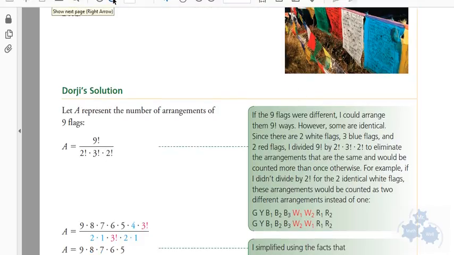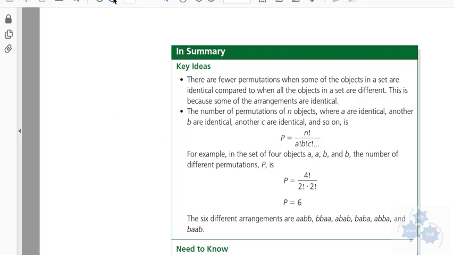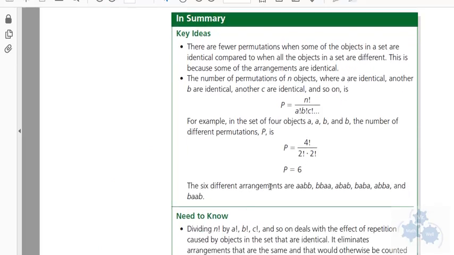And I'll get you to skip ahead to page 266, okay? And we look at the summary already here. Boy, we're going through this lesson pretty quick, eh? But it says here there are fewer permutations when some of the objects in the set are identical compared to when all the objects are different. Now that makes sense. This is because some of the arrangements would be identical even though those identical items have been switched. So this is how we account for the identical arrangements, okay?